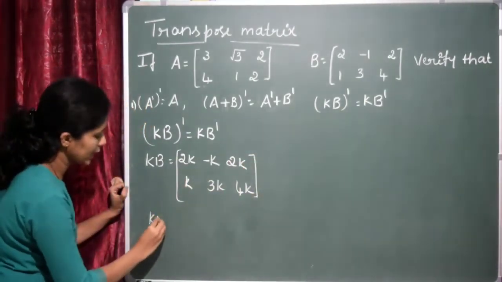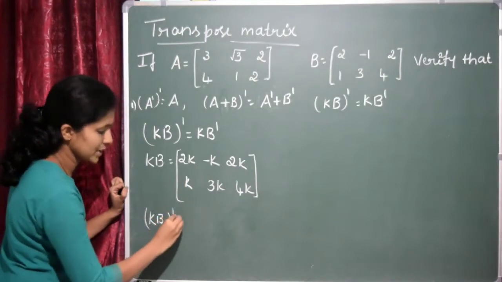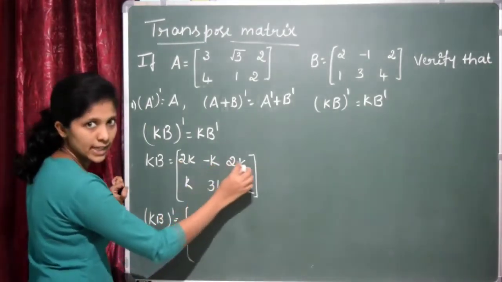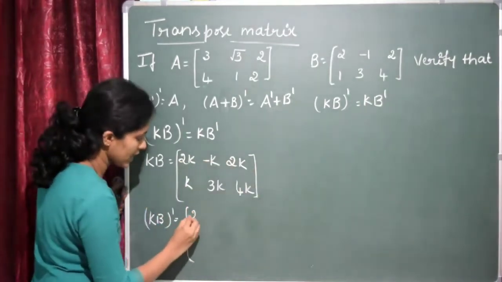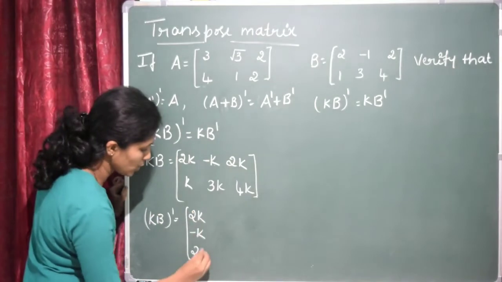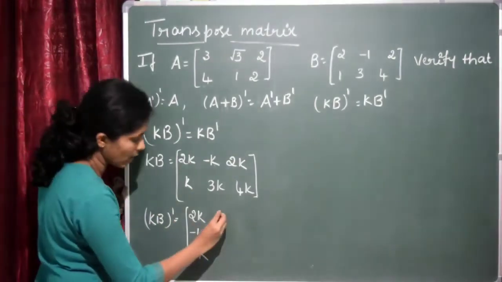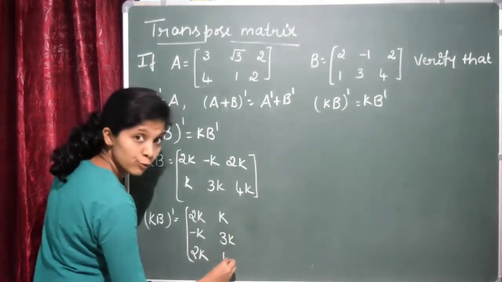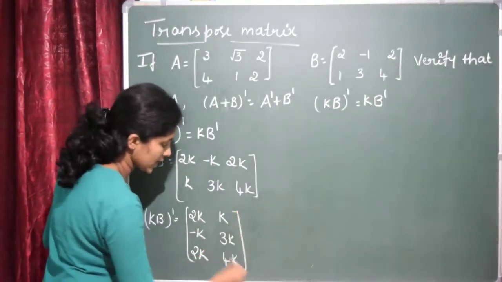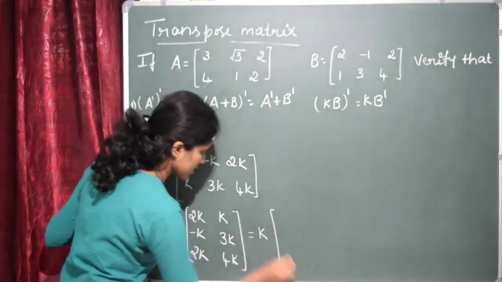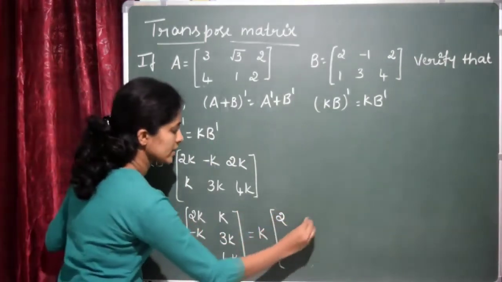Now we'll find (kB)', that is the transpose of this one. So this will be 2k, minus k and 2k is a row. I have to write that as a column, that is 2k, minus k and 2k. Yes, this will be k times 3k and 4k. Now here k is common. I can take k common, right? If I take k common, what is remaining here? This is 2 and this will be 1.